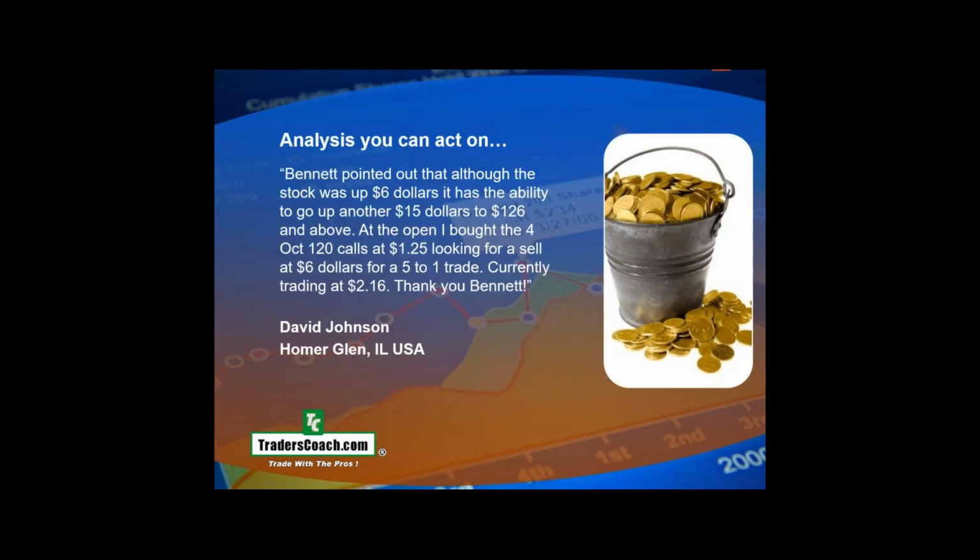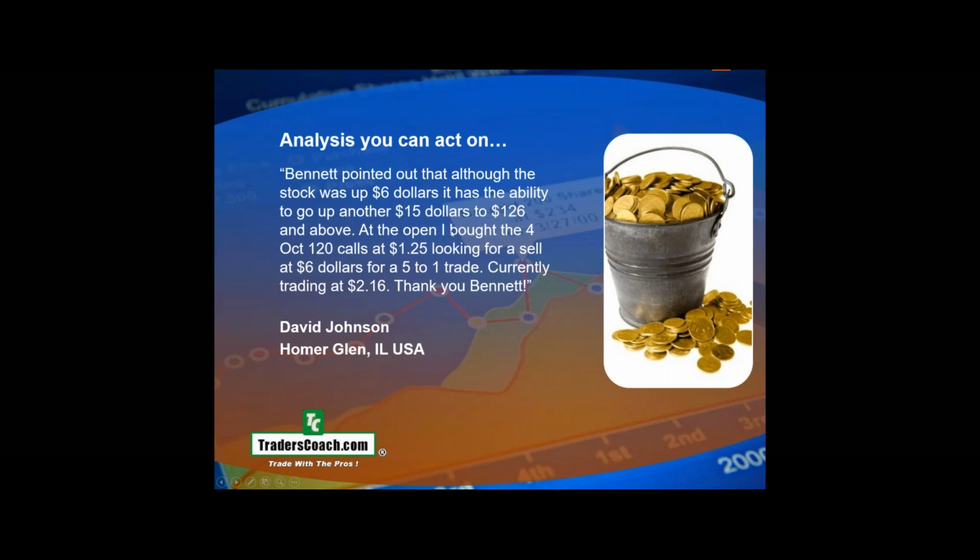So the next thing here is to take a look at some of the folks that have actually used our service. And David, who's from Illinois, loved our stock picking service. And here's just a little bit about what he said. He said, Bennett pointed out that although the stock was up $6, it has the ability to go up another $15 to $126 and above. And the reason we knew that is because of being able to use target zones.